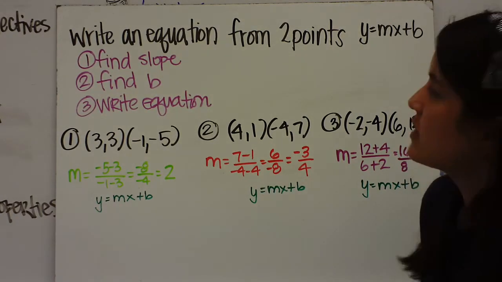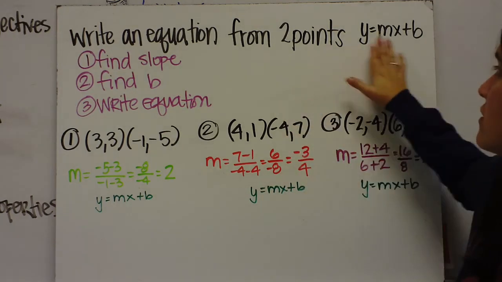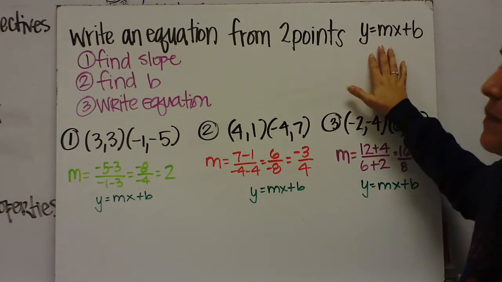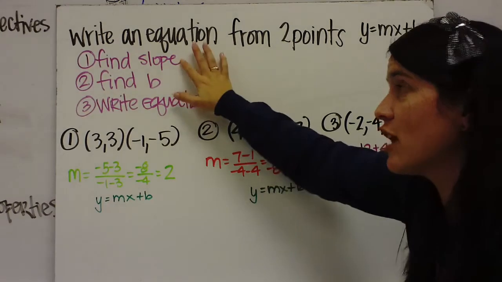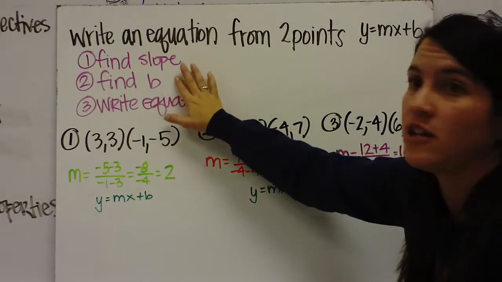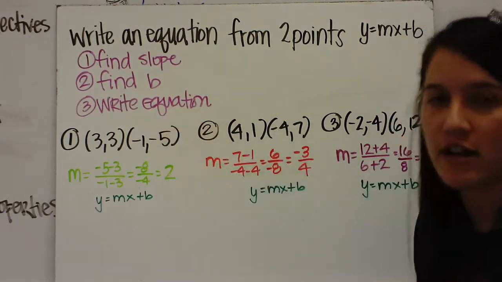So the next example says write an equation from 2 points. We still are going to use y equals mx plus b. Here are your steps. First you have to find the slope. Then you have to find b. Then you're going to write an equation.